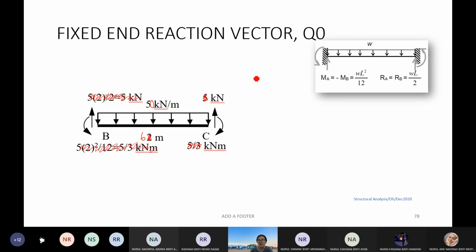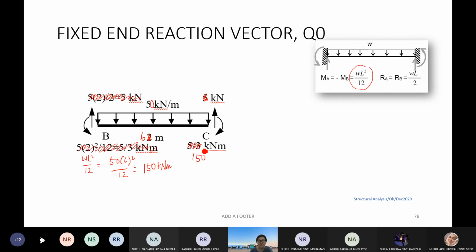Okay, we're going to redo this. So here we have a template WL squared over 12 for the moments. And this is the same thing but at the negative. WL squared over 12, so W is 50, the length is 6 squared over 12. Can you get me the value of this? 150 kilonewton meter. So here you will get 150 kilonewton meter.